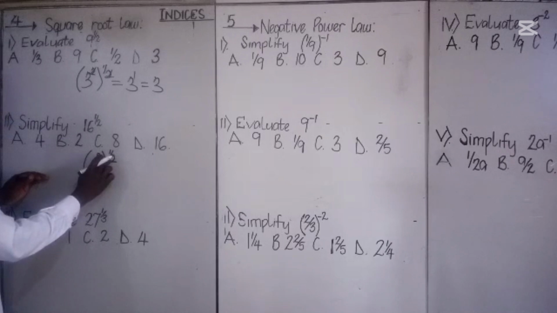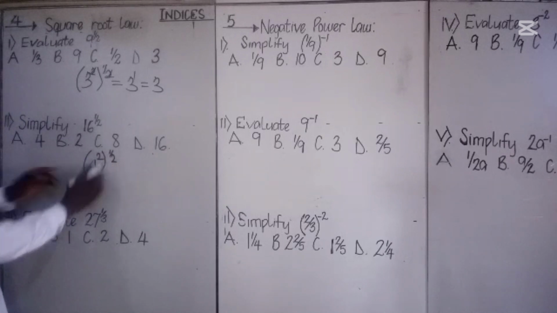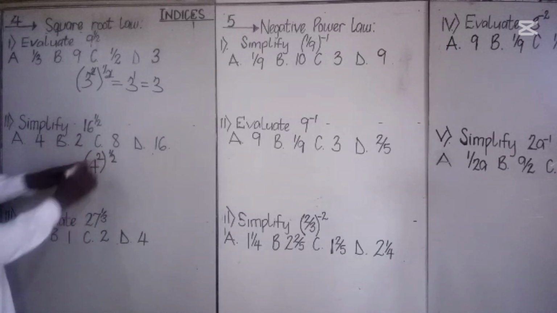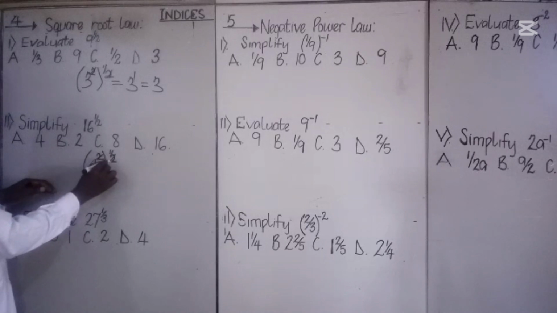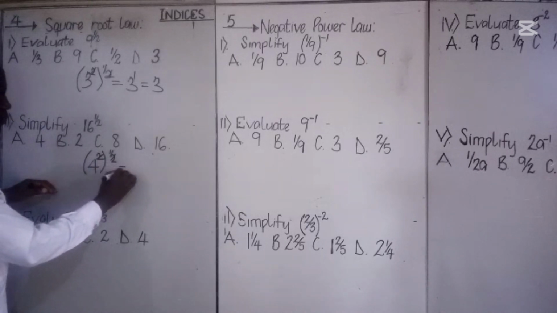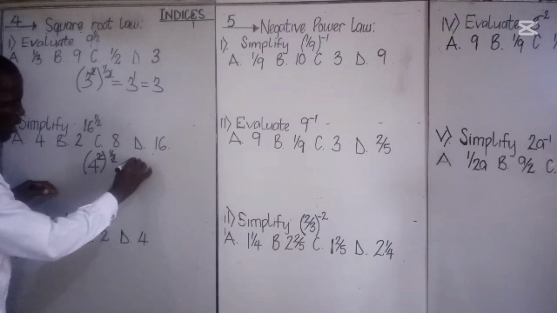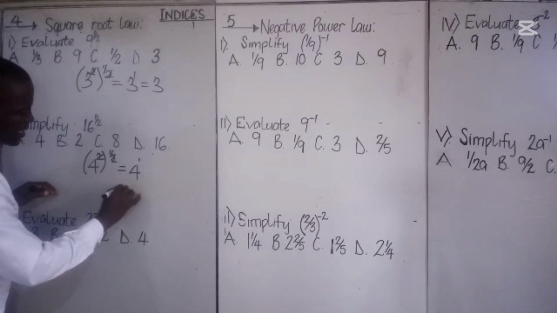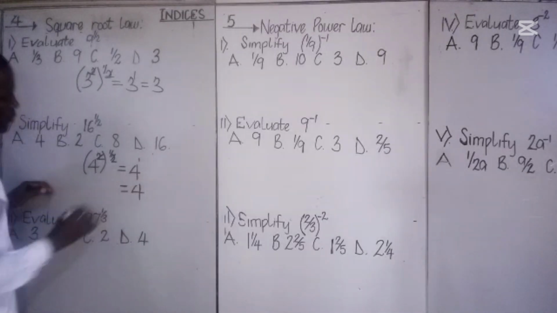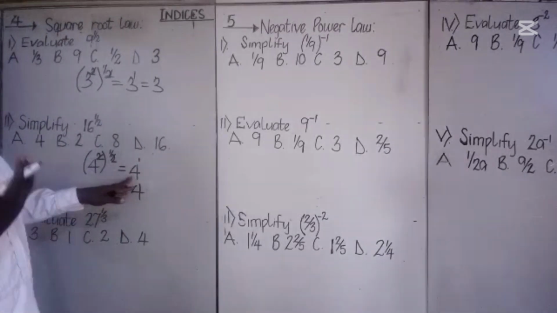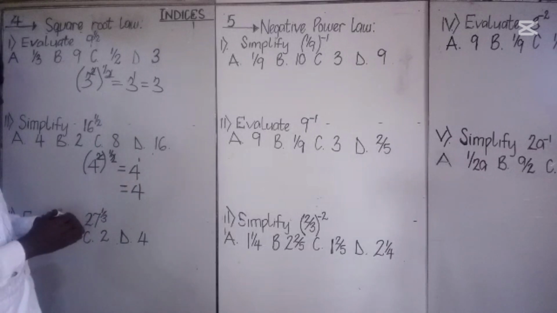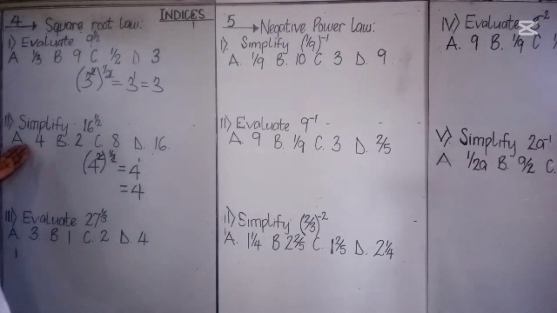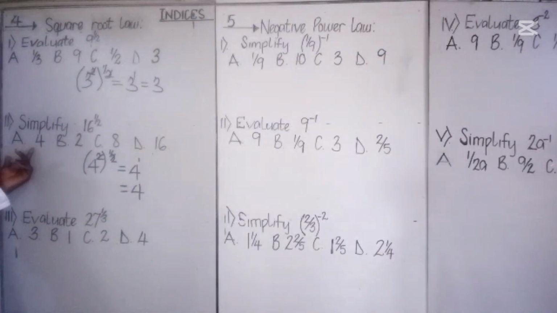This one is the square root, the old power, while this one is the new one. So this new one cancels the old one. Then we have 4 raised to power of 1. And the final answer is 4, because any number raised to power of 1 is that number. So the most appropriate option here is option A, which is 4.